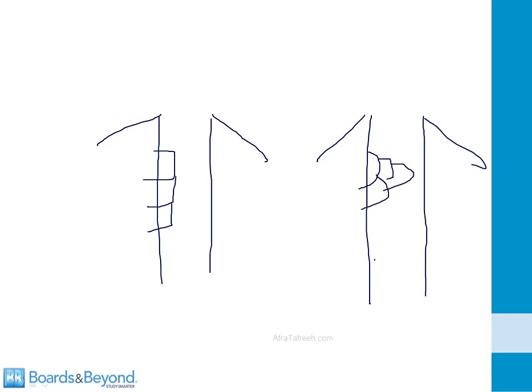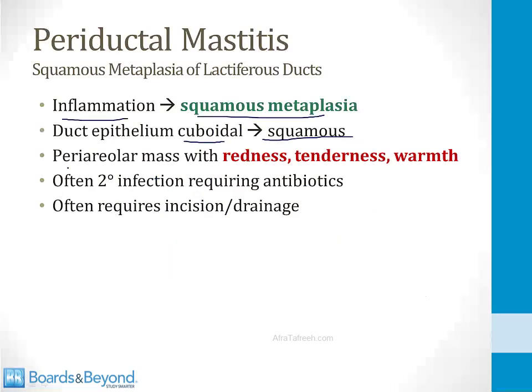This leads to a backup of secretions and fluid behind the obstruction, and that leads to inflammation and mastitis. So what you've got happening here is damage to the duct, leading to cuboidal cells undergoing squamous metaplasia, and that leading to obstruction of the duct. So if you understand that, then it's very easy to understand that this will present as a periareolar mass with redness, tenderness, and warmth from all the inflammation. Often there is a secondary infection that requires antibiotics, and it's often treated with incision and drainage to get out that fluid that is backed up behind the obstruction.